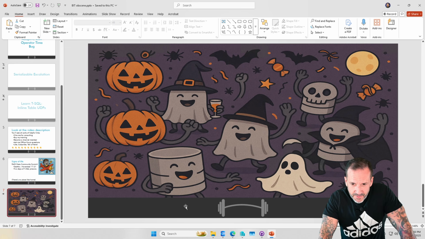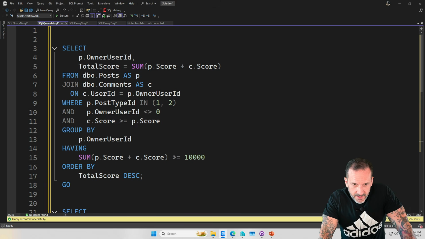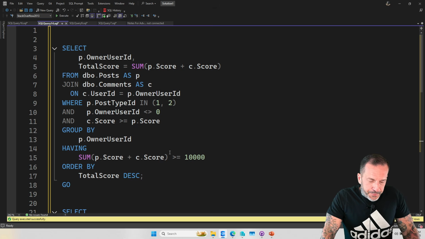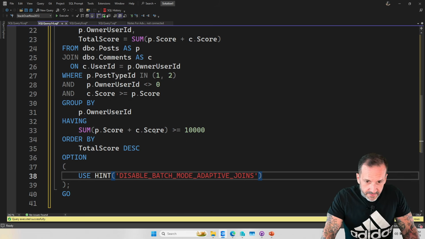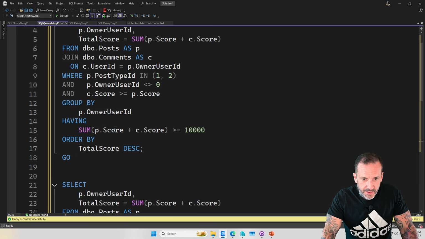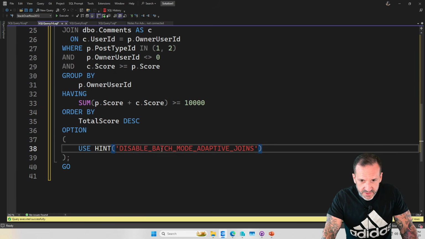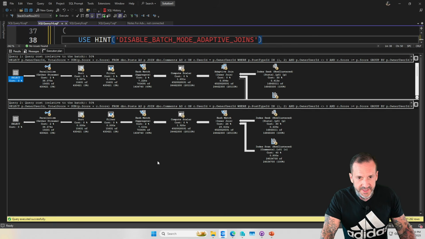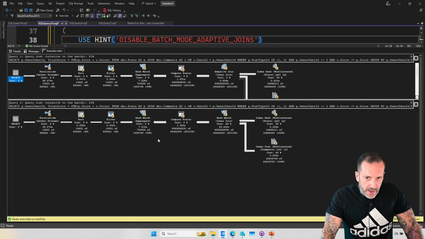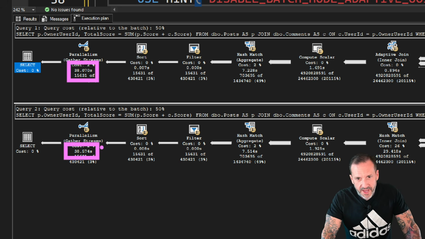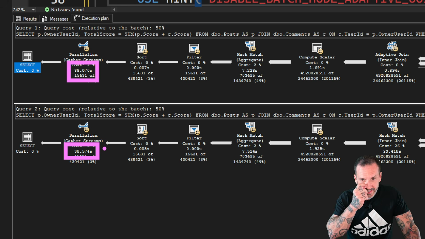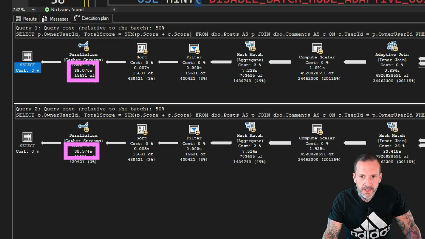Anyway, oh, I clicked one too many times. Let's take a look at a couple things. These are the two queries that I'm going to start with. They're both the same query. The only difference is one of them has this use hint disable batch mode adaptive joins thing. If we look at the operator times for these two queries, we'll see that they both take close enough to the same amount of time, 38.7 and 38.57 seconds. So like 500 milliseconds difference, but that's not really the issue.